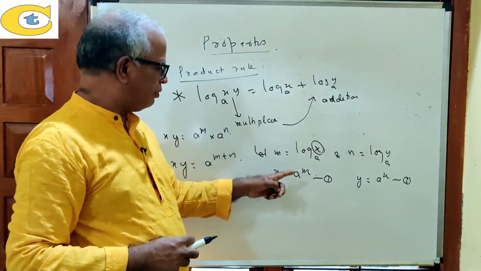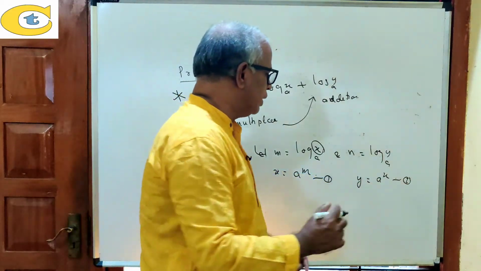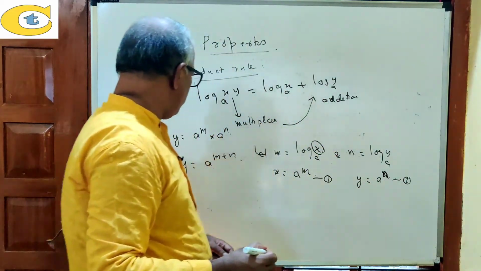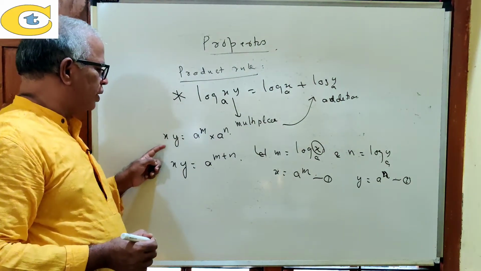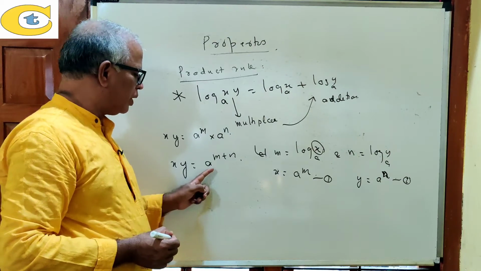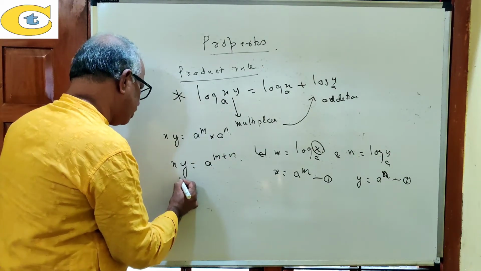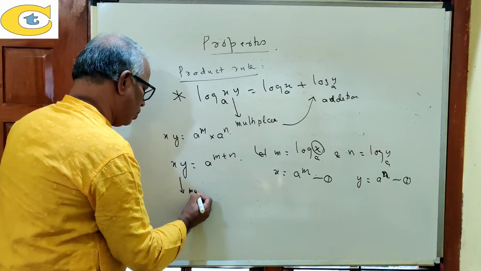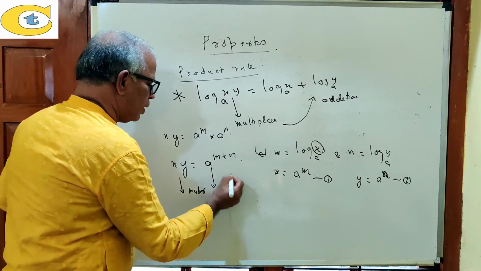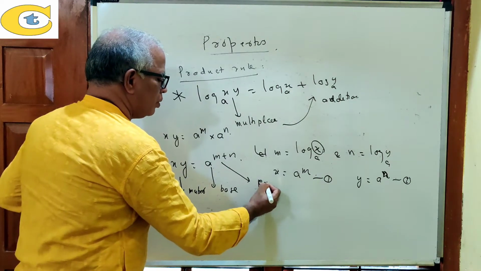Therefore, by definition of logarithm, x is equal to a raised to m, y is equal to a raised to n. It is n, not x. Be careful about my x. Therefore, x into y is equal to a raised to m into a raised to n. Xy is equal to a raised to m plus n. Now, this is actually what is it? This is a number. This is base. Be careful about my spelling also. This is your power or exponent.